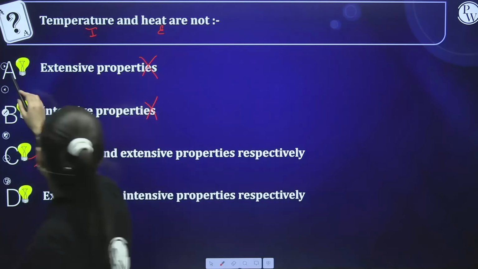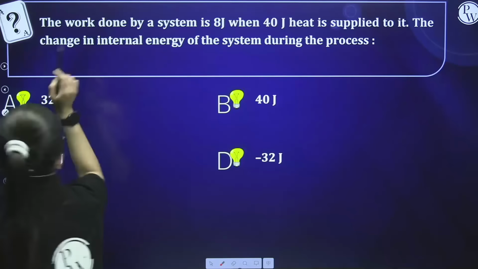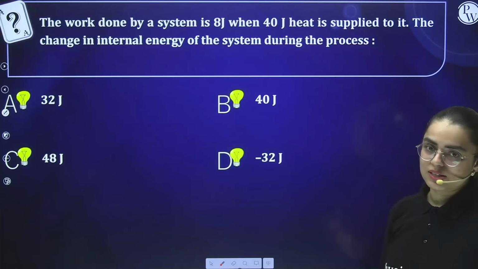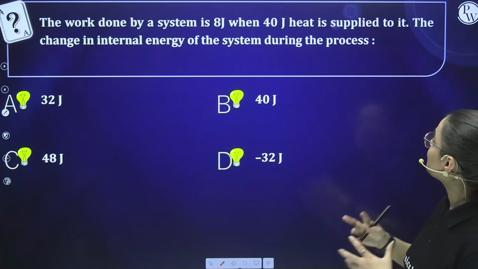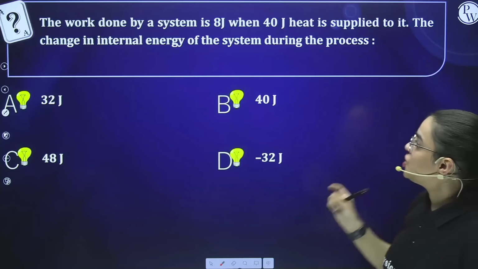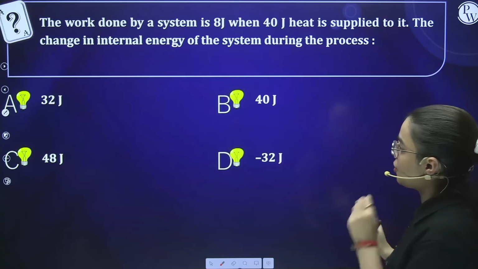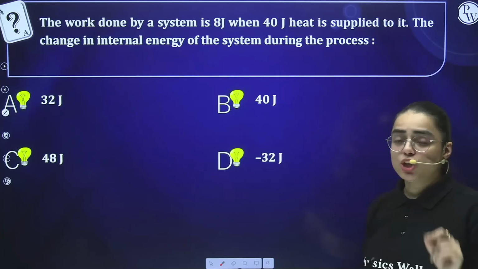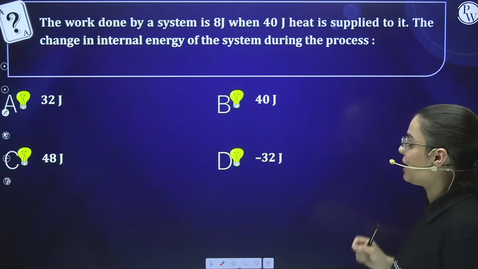Now students, I guess we are done with the questions. No, one more question is there with you. The work done by a system is 8 joules when 40 joule heat is supplied to it. The change in internal energy of the system during the process will be: A option is 32 joules, B option is 40 joules, C option is 48 joules, while D option is minus 32 joules.